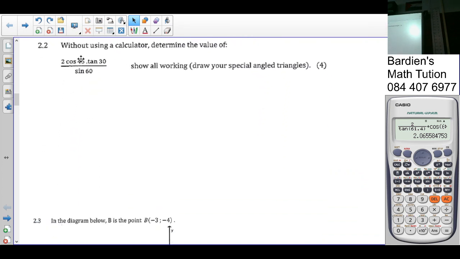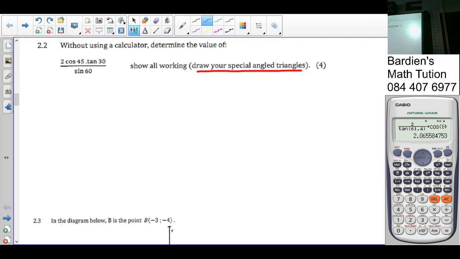In question 2.2, without using a calculator, determine the value, showing your working. Draw the special angle triangles. Some of you are very good at camouflaging how you got the special angles, so we are forcing you to show us the triangle you have used. If you haven't shown the triangle, you would have lost half the marks. If it explicitly says you must use this, show the special triangle, and if you don't, you lose out.